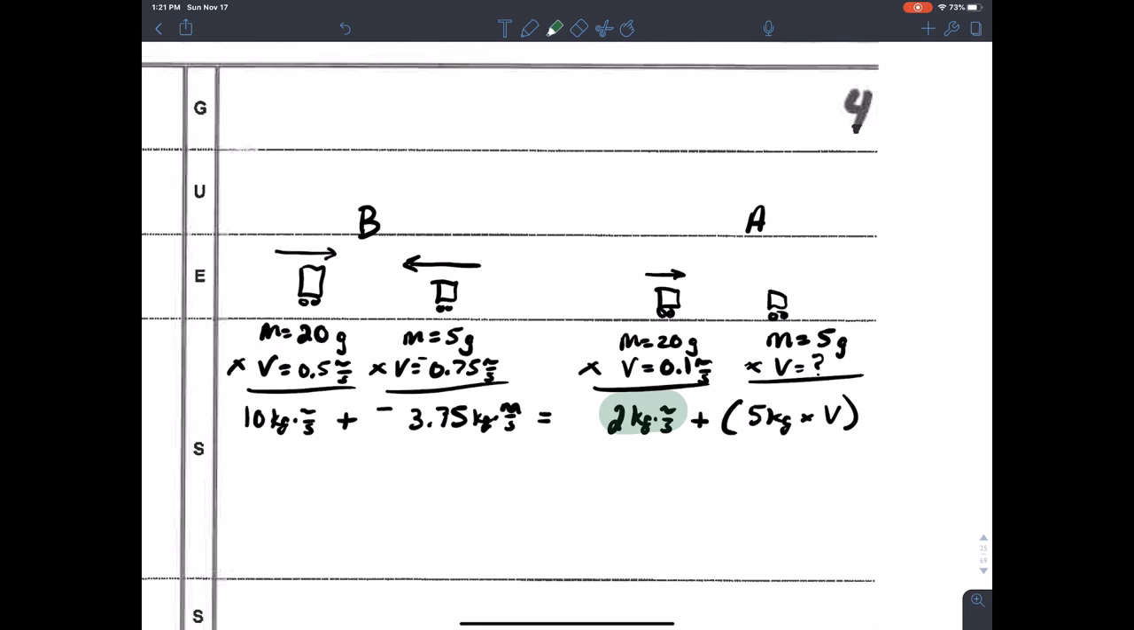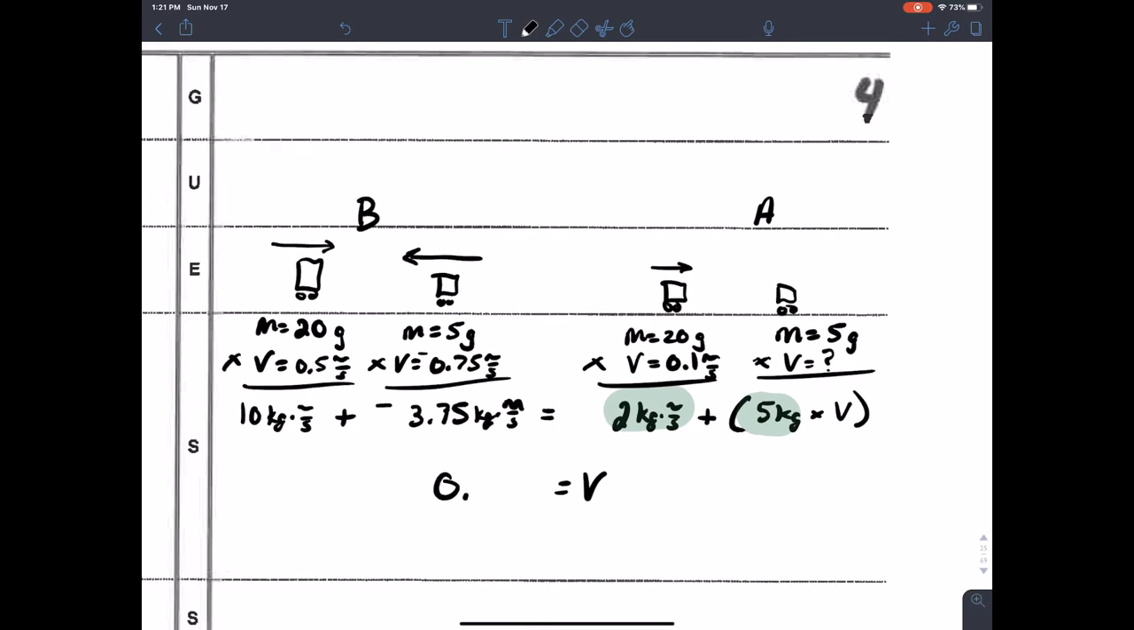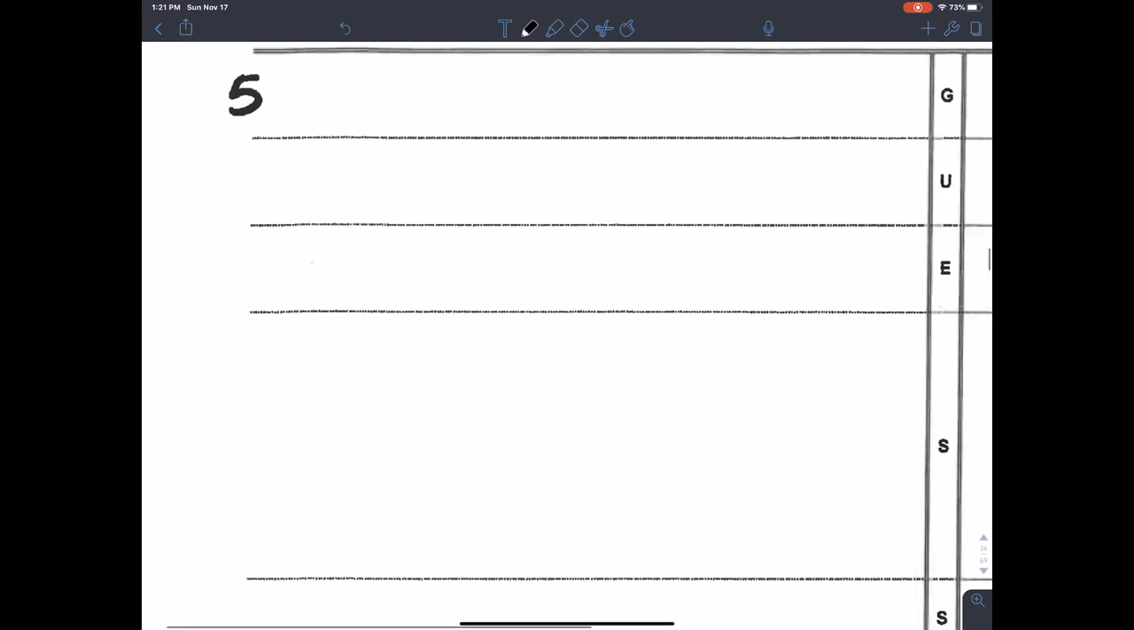You'd have 4.25, and then we have to divide by the 5. So the toy car, after everything is said and done, it's going to be moving at 0.85 meter per second. Now that comes out to be a positive number, so that means that this little toy car has to be moving to the right with that velocity. Okay. You go to question number 5.